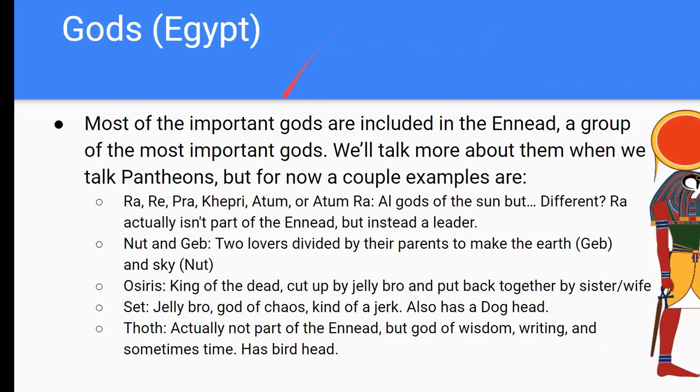Here's a picture of Ra. We're going to talk more about him. He's really annoying to learn about. I don't like him. He's so confusing.